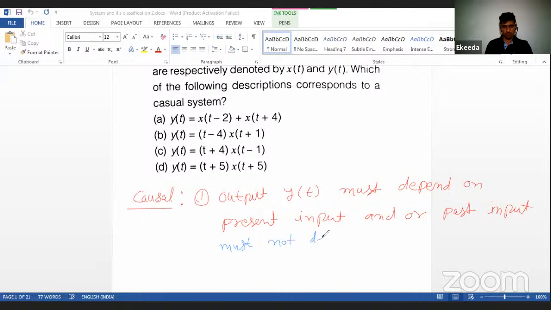Must not depend on future values of input. Okay. The other definition is that h(t) must be 0 for t less than 0.